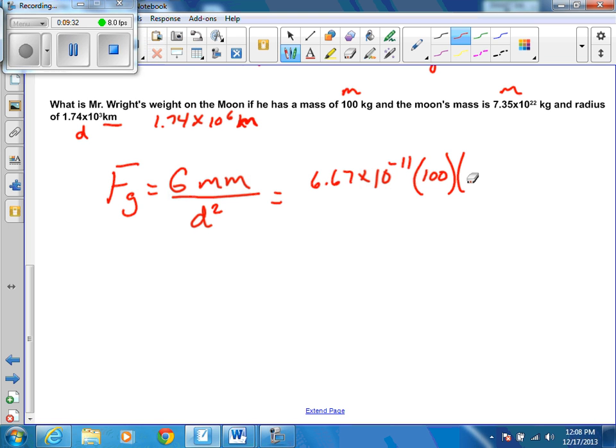On a good day, after I get done doing my workout. And then finally, you're going to put in the mass of the moon here of 7.35 times 10 to the 22nd. And divide that by the distance of 1.74 times 10 to the 6th. Now, what did I forget to do? Square it. Good.